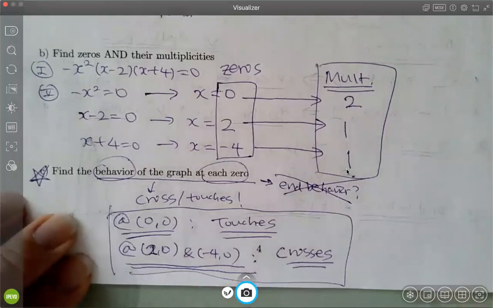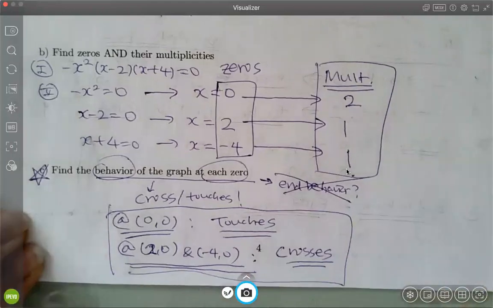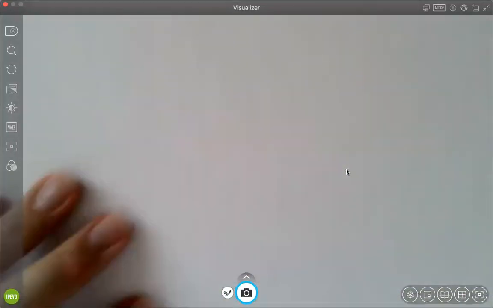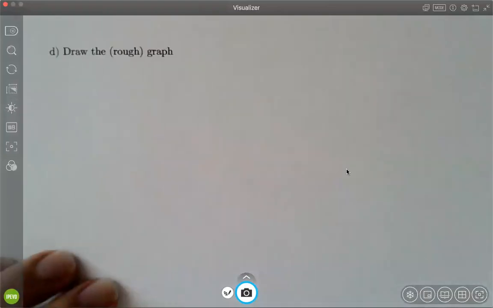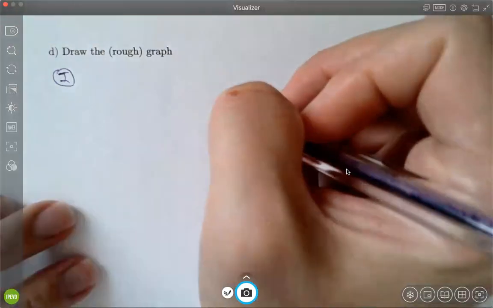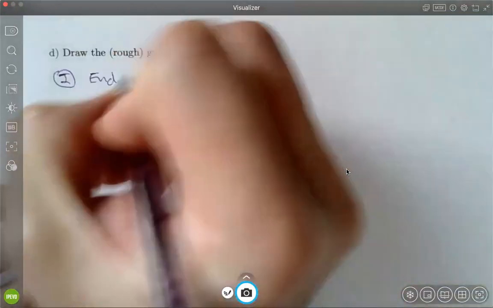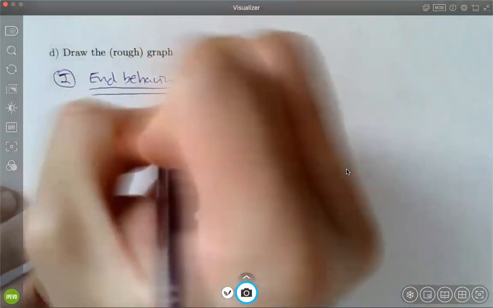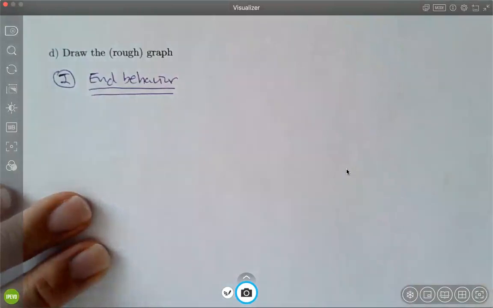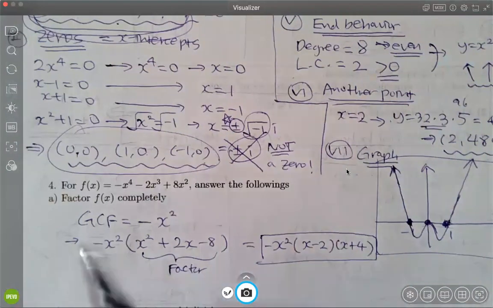Now that was C, and the last problem is D, which is get the graph. Now we nearly have all the ingredients, except we still need the end behavior because we haven't found it, and then we have to find the y-intercept. So let's first do the end behavior. To find the end behavior, remember what we need: the degree and the leading coefficient. And it's easier to look at the original function here.